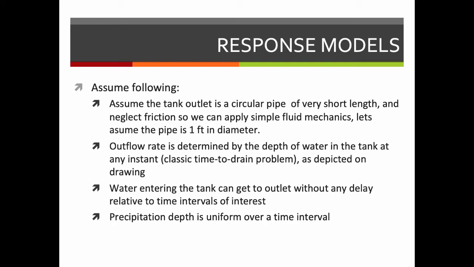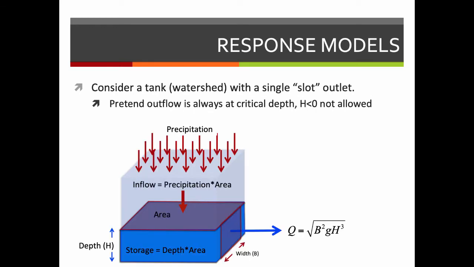So ignore the first bullet item because it's wrong. Our tank outlet is a rectangular slot, and we're going to start with it as different widths. 4 foot wide, 5 foot wide, and 1 foot wide. The outflow rate is determined by the depth of water in the tank at any instant, kind of like a classic time to drain problem. And the formula for that is shown here.